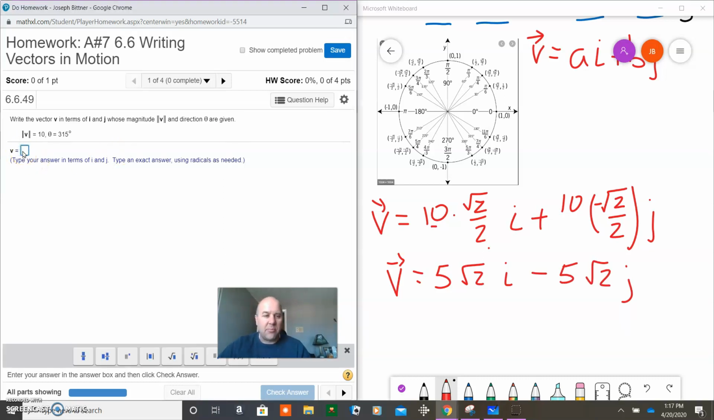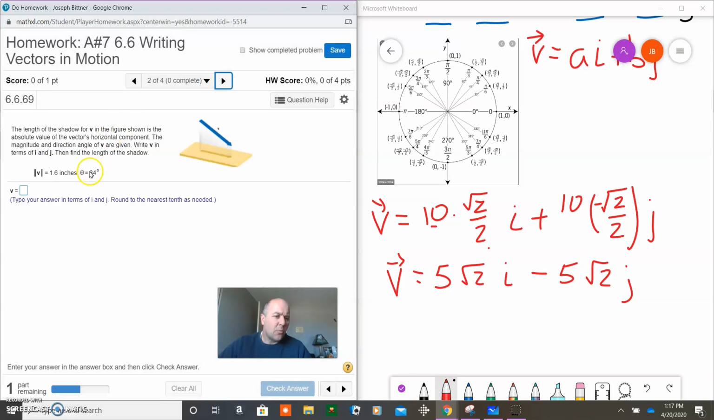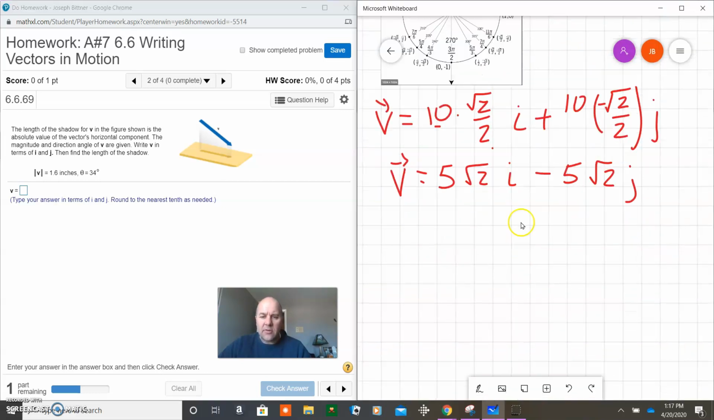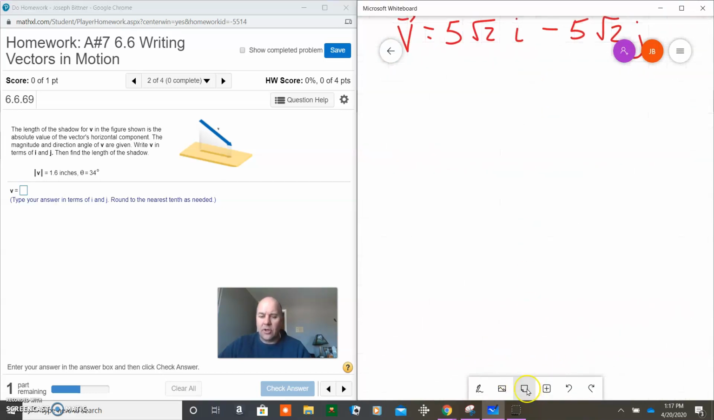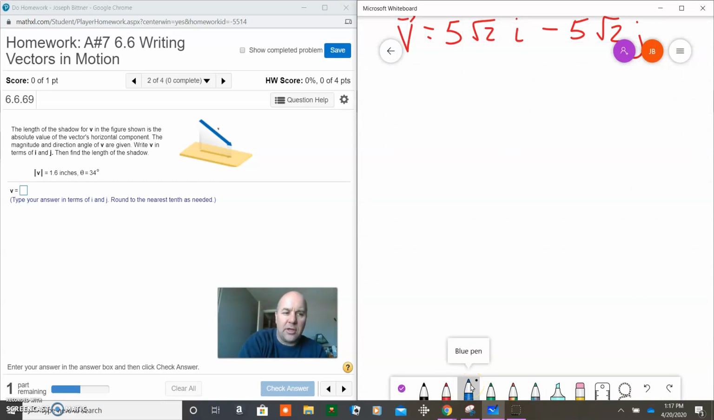You just have to type it in, make sure you get the square root parts of it as well. Just do take note, the 315 is a part of the unit circle. Now, when they give you something that's not part of the unit circle, like 34 degrees, there's 30, there's 35, 34 degrees would be right here. Well, we can't necessarily rely on the unit circle. So what we have to do at this point is really just plug it into our formula.